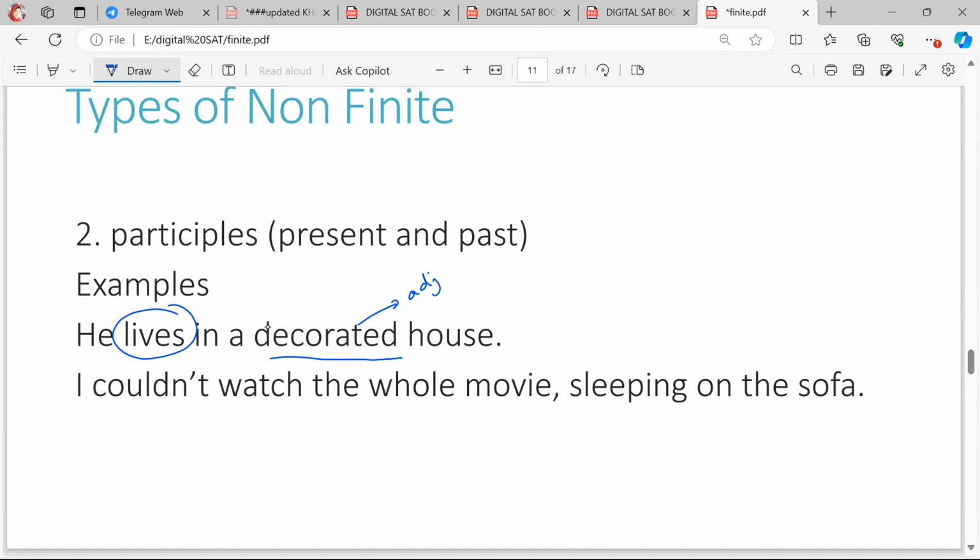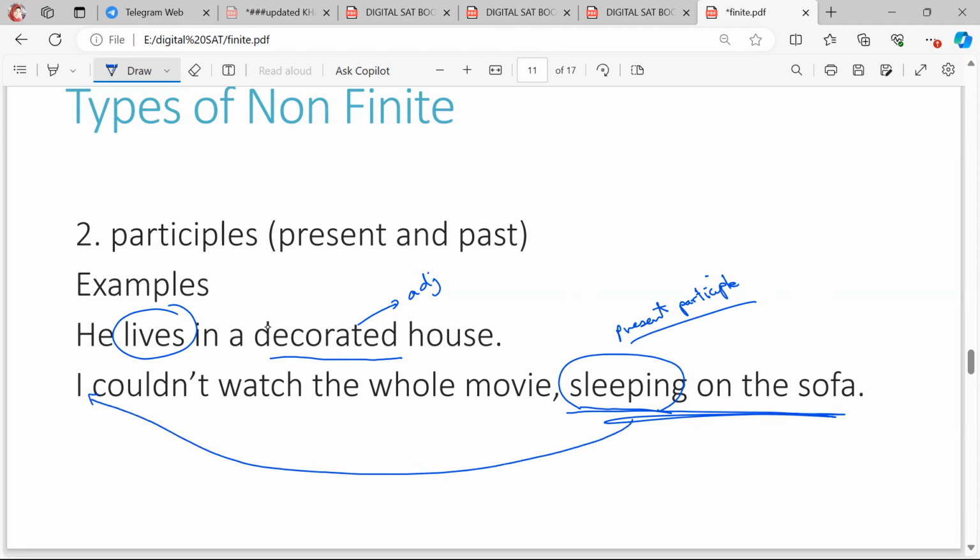I couldn't watch the whole movie sleeping on the sofa. Sleeping is a present participle introducing this participial phrase that describes the subject I. Who's supposed to be sleeping on the sofa? The subject. So it describes the subject. So this one is non-finite because it doesn't give a tense and it doesn't make a main verb.